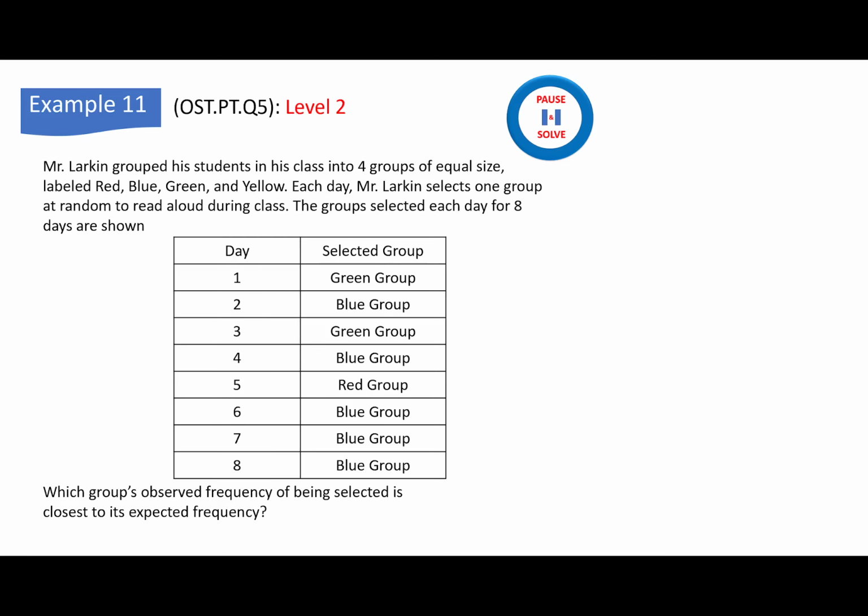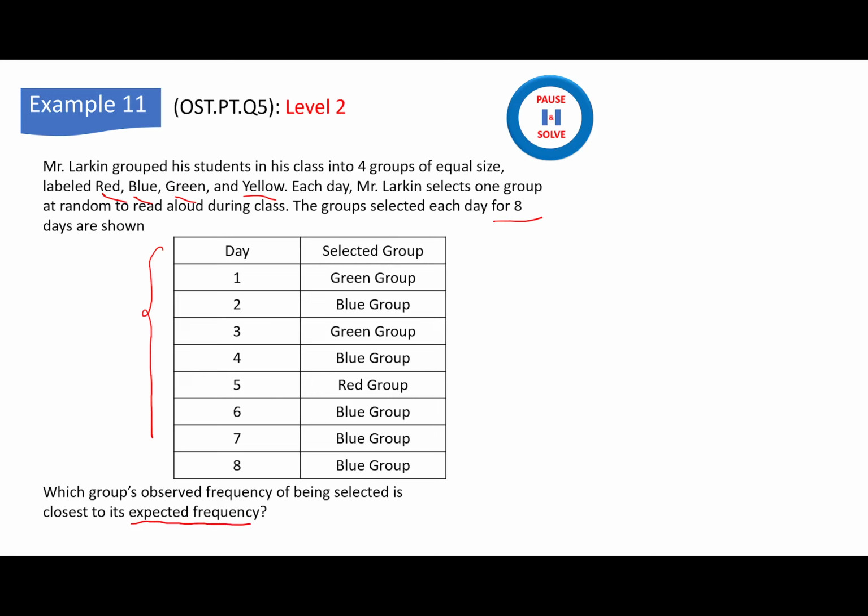Example 11. Mr. Larkin grouped his students in his class into 4 groups of equal size, labeled red, blue, green, and yellow. Each day, Mr. Larkin selects one group at random to read aloud during class. The groups selected during each day for 8 days are given here. Which group's observed frequency of being selected is closest to the expected frequency?